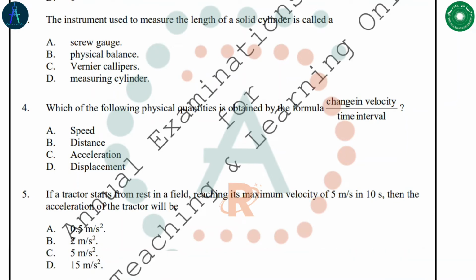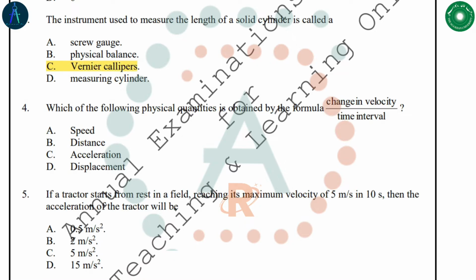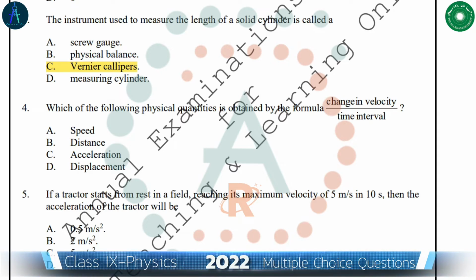Now let's see question number 3. The instrument used to measure the length of a solid cylinder is called screw gauge, physical balance, vernier caliper, or measuring cylinder. So the correct answer for this question is option C. We have done in practical as well that the length of a solid cylinder we measure with the help of vernier caliper.